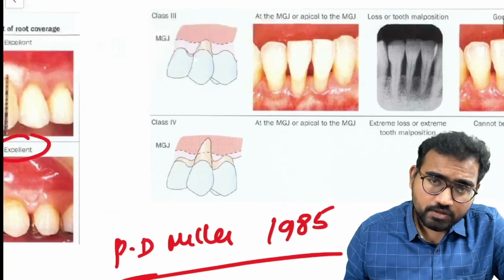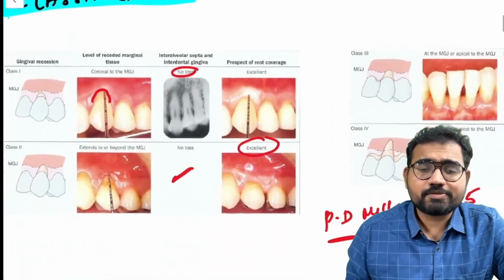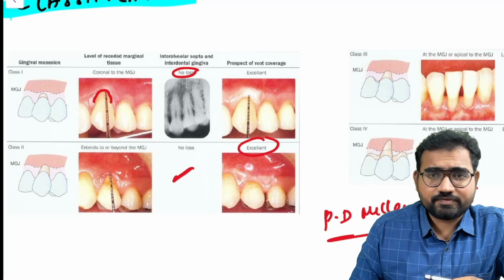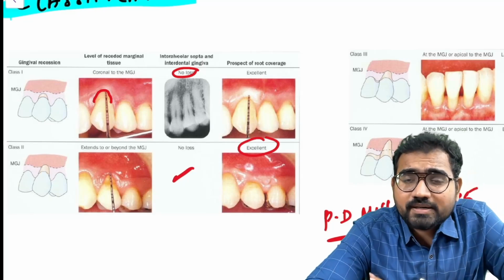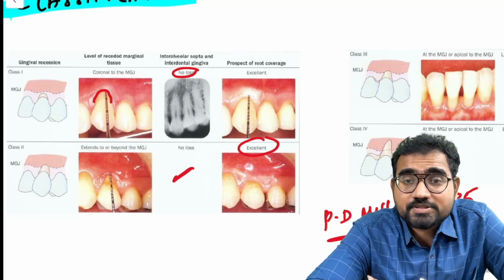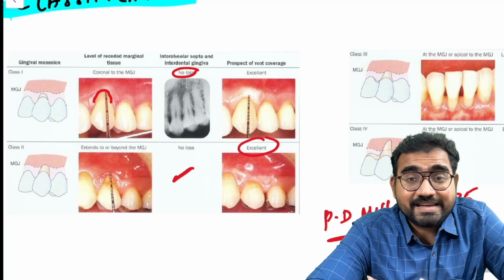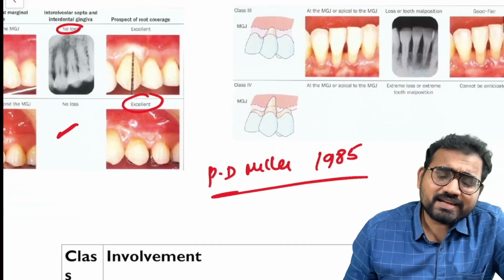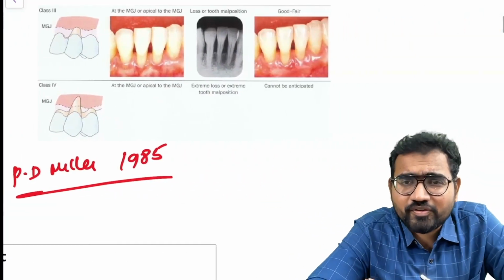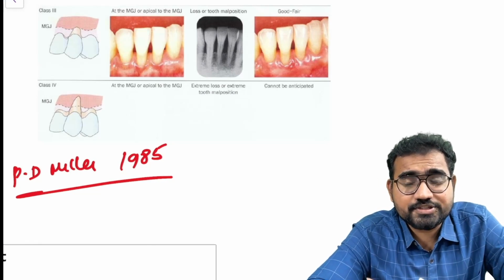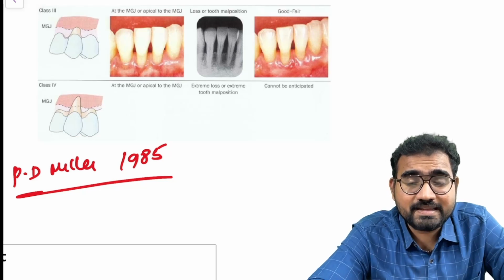So 1, 2, 3, 4 is given by PD Miller 1985. It is generally based on soft tissue recession. There are a few drawbacks of Miller's classification. Miller didn't talk about the lingual recession. He just talks about the buccal recession, but doesn't talk about the lingual or the palatal recession. Two, if you look at class 3 and class 4, it is very difficult to find whether it is class 3 or class 4. He didn't give an exact distinguishing feature between class 3 and class 4.